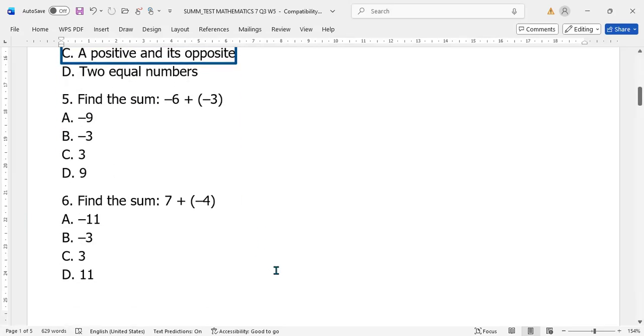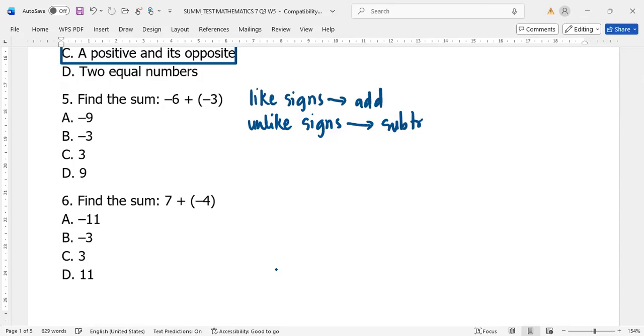Next, find the sum of negative 6 plus negative 3. Okay, so like signs, you have to add it. And unlike signs, you have to subtract. Since we have here like signs, we have to add 6 and 3. That will be 9. And then we have to follow the sign of the bigger number. So we get negative 9, negative 3, 3, and 9. Our answer will be negative 9.